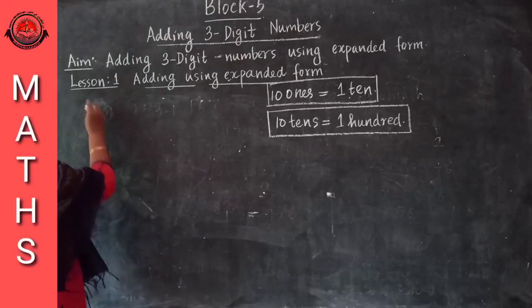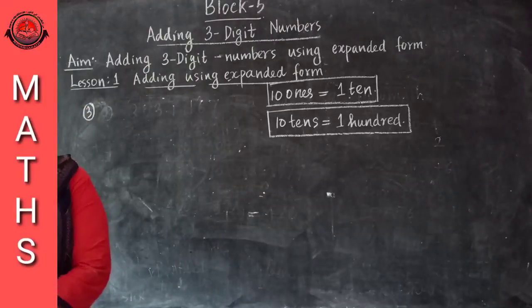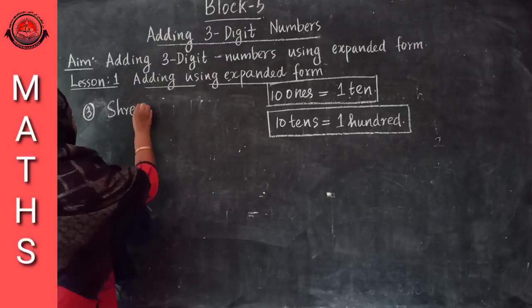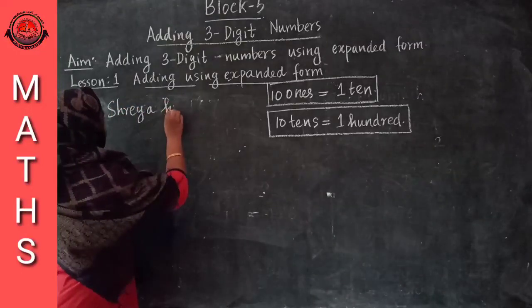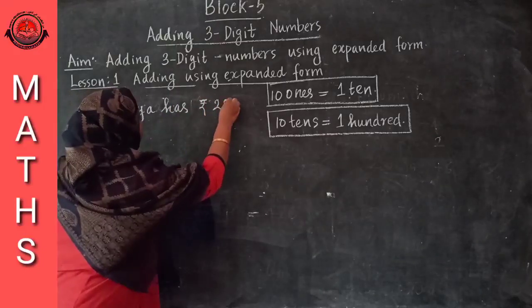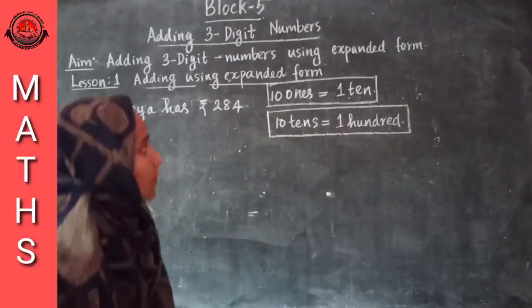We can discuss one story problem. Question number 3. Shreya has 284 rupees.